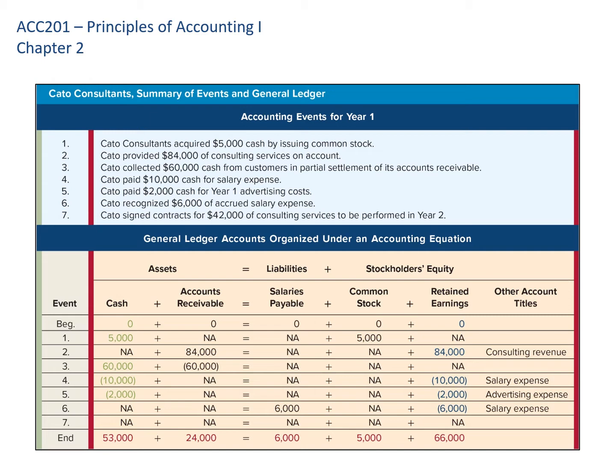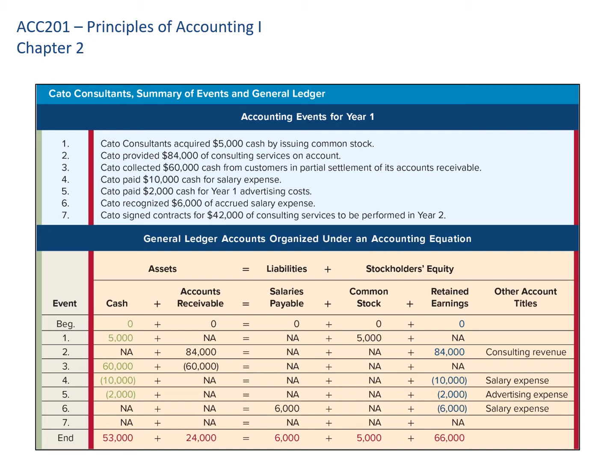Next, they collected $60,000 cash from those customers that they had billed. So in that case, we've got an asset exchange transaction where cash goes up and accounts receivable goes down. After receiving that cash, fewer people owe us money. That has no impact on retained earnings. We don't recognize revenue when we get paid, but when we provide the services.